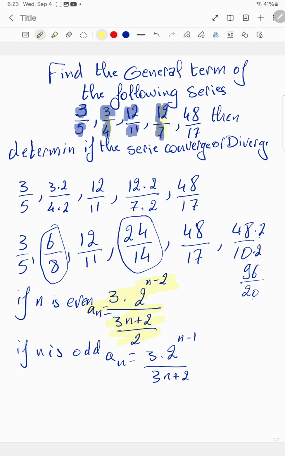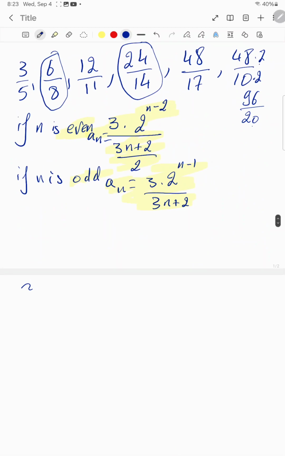So the general term, if n is odd, it is this, and if n is even, it is that. Now let's see if the series converges or diverges. Let's write it down here.